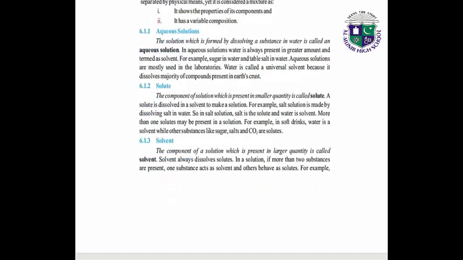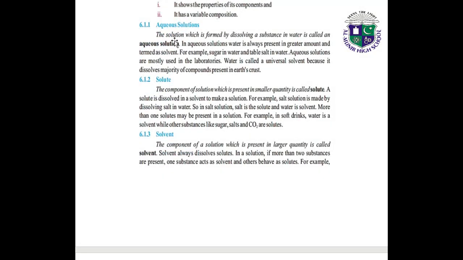Now look at the definition of aqueous solution. The solution which is formed by dissolving a substance in water is called an aqueous solution. For example, sugar in water and table salt in water. Aqueous solutions are mostly used in the laboratories. Water is called a universal solvent because it dissolves majority of compounds present in earth crust.